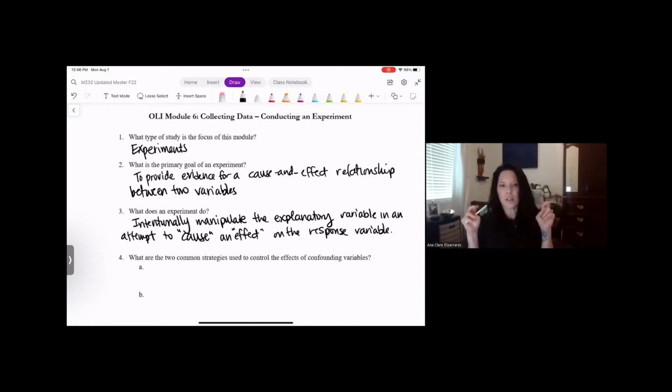I'm putting cause and effect in quotes because remember, the whole goal of an experiment is trying to determine if there is cause and effect. Sometimes we have what's called confounding variables. We defined this in Module 4, where a confounding variable is one whose effects cannot be separated from the explanatory variable to determine if it caused the response variable to change. So remember, I gave the example of the tomato plants and the water and the fertilizer.